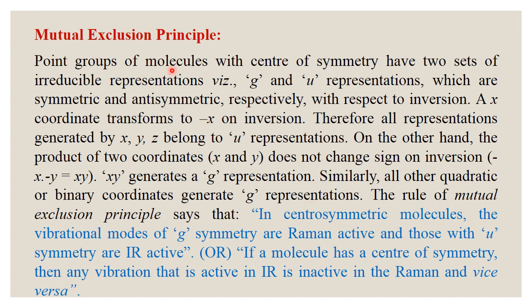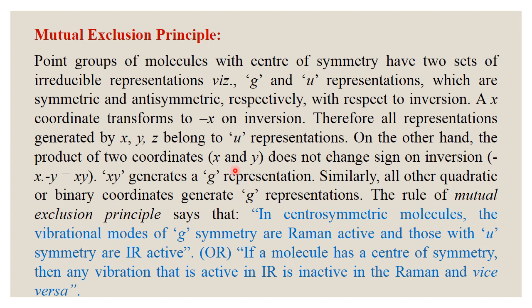And here, the point group of a molecule with a center of symmetry has two sets of irreducible representation. If a molecule has a center of symmetry, two sets of irreducible representations are possible: G and U representations, which are symmetric and anti-symmetric with respect to inversion. G is symmetric with respect to inversion, U is anti-symmetric with respect to inversion.